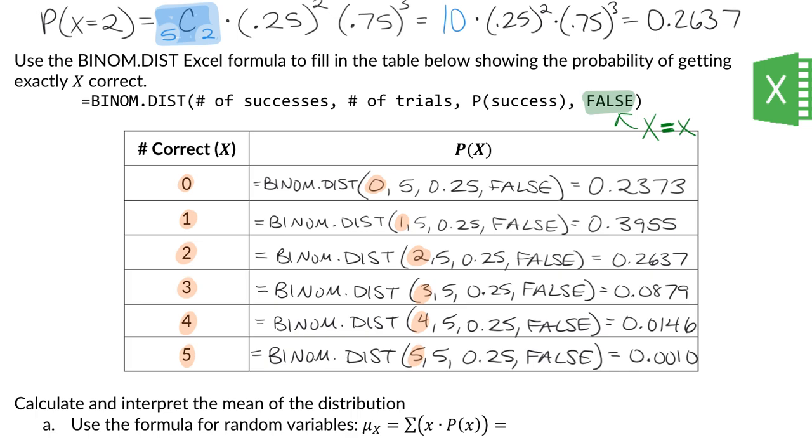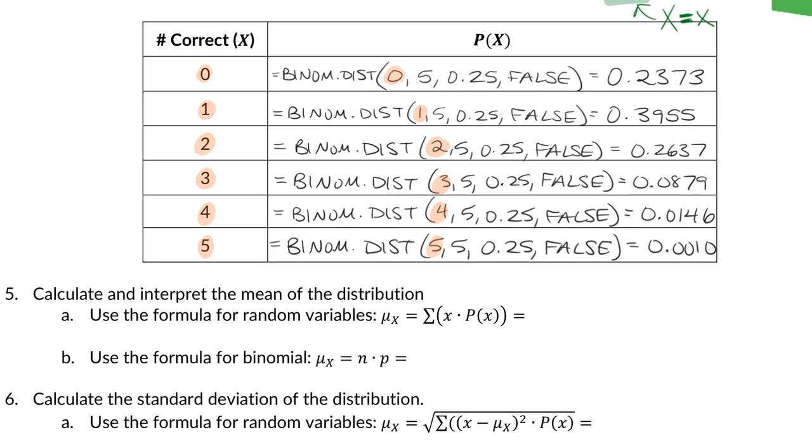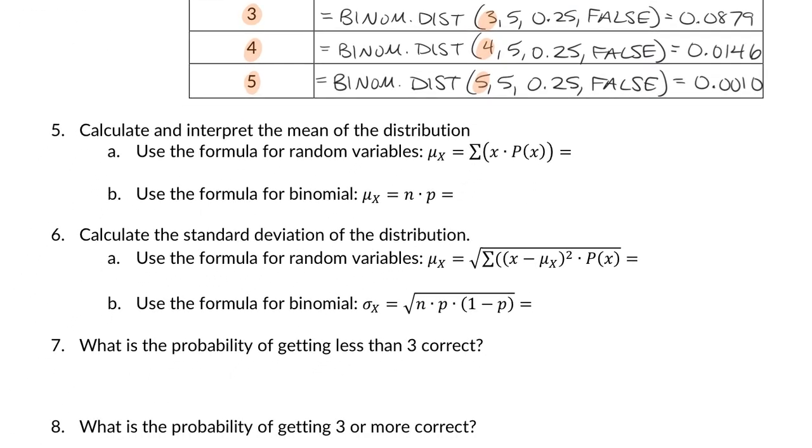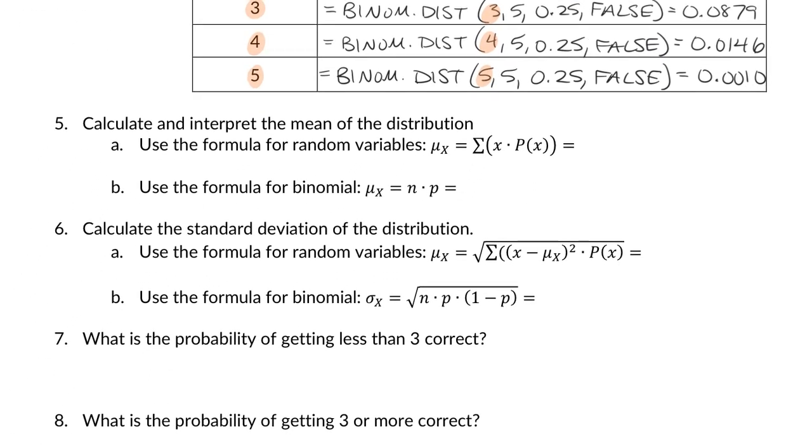Okay, now here's a little review moment. We're going to calculate and interpret the mean of the distribution using the formula from last class. So this is a great review, especially if you were not here last class, to realize that the formula for random variables changes how you find the mean and the standard deviation. So we have to look at our formula chart. We'll follow along together with this one.